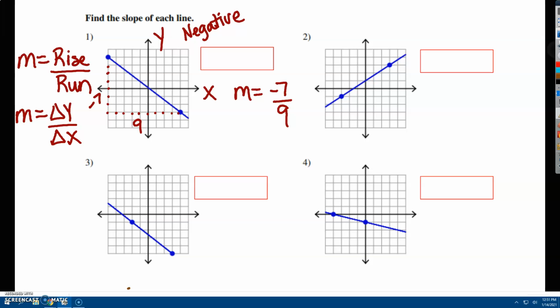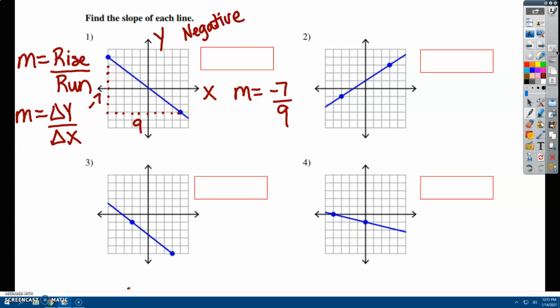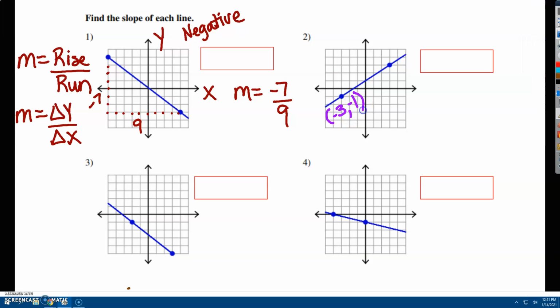So let's take a look at number 2. This time we're going to look at the points themselves, and I'll do this in purple. Our first point is negative 3, negative 1. If we look at this point over here, it's 1, 2, 3, and 1, 2, 3. So that's 3, 3.